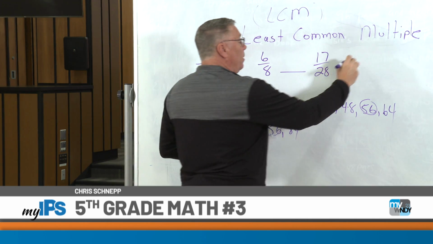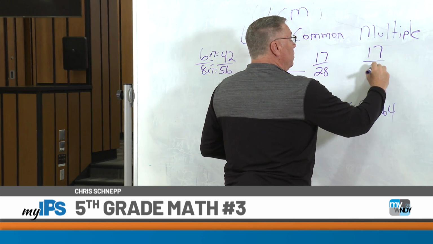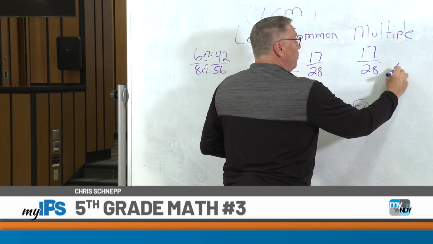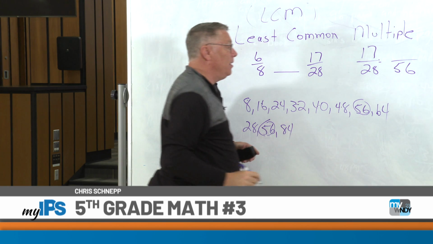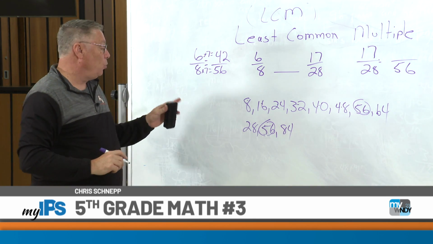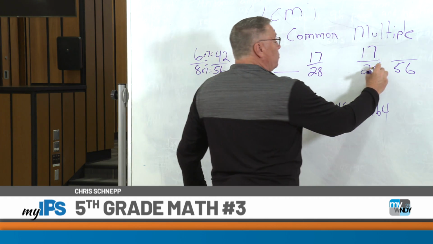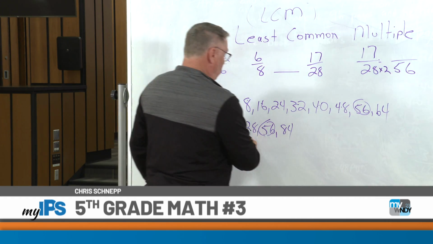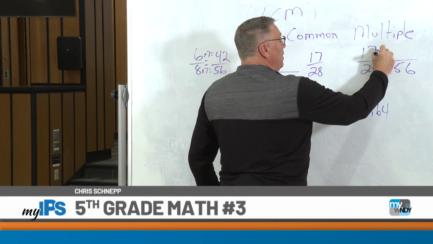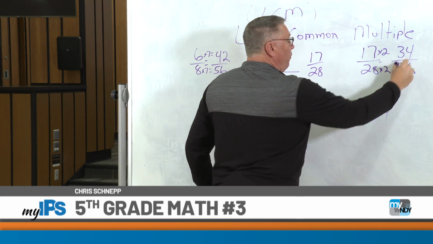So then we come over here with 17/28. Once again, 56 is our common denominator. 28 goes into 56 twice, 1, 2. So I multiply 17 by 2, and I get 34.